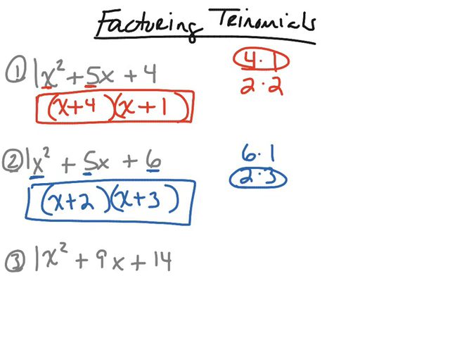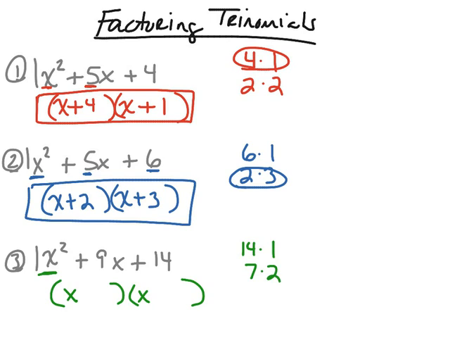Let's try one more of those. x squared plus 9x plus 14. So again, I'm going to start off with two sets of parentheses. We know that x times x is going to give me that x squared right there. We're going to play around with some numbers. We need some factors of 14. So we can do 14 times 1. We can do 7 times 2. So these are a couple of different ways to come up with 14.